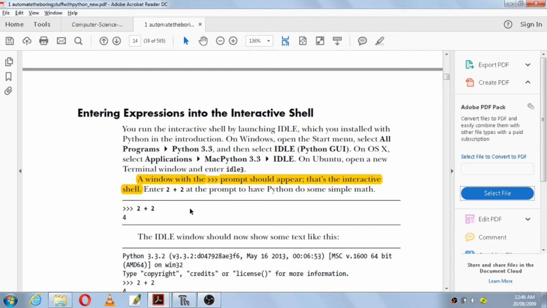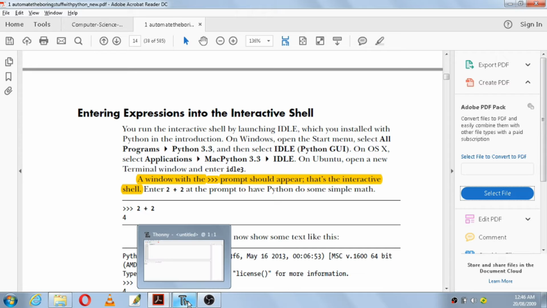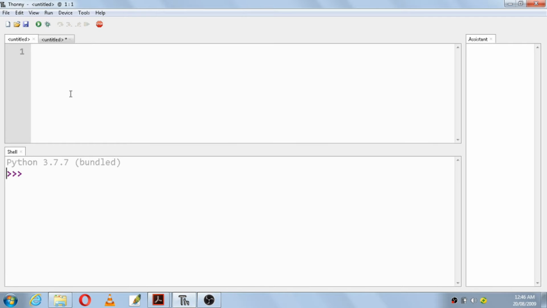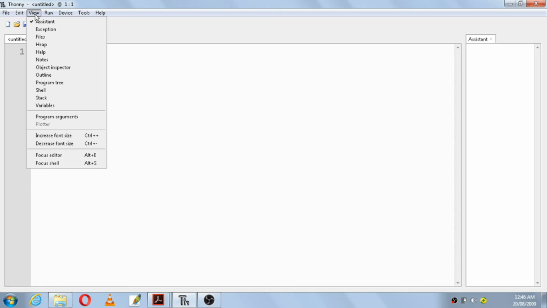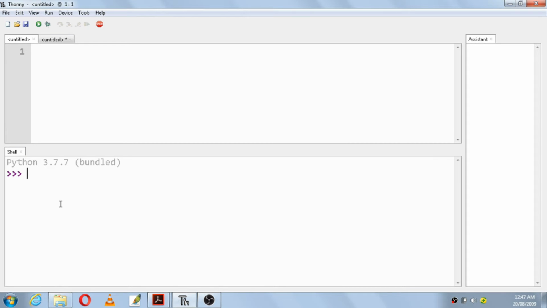Okay, so I'll open up Thonny here. I'm using Thonny software. What do you see here? This is known as an interactive shell, where you will see the closing angle brackets. If you close that interactive shell, you can go to View and then click on Shell. So you are back to your interactive shell.